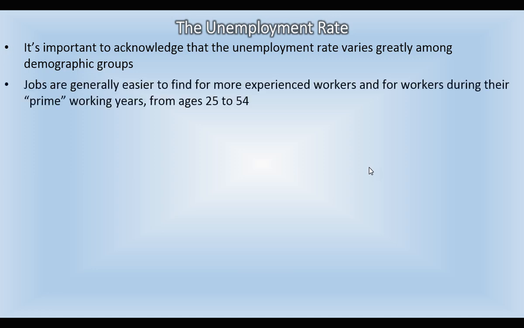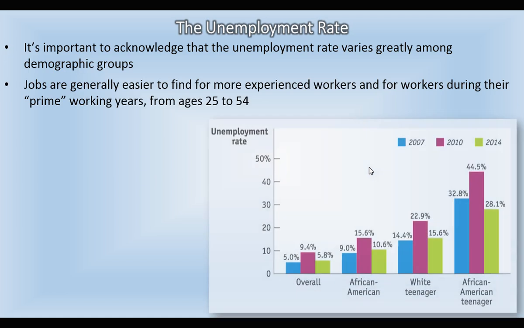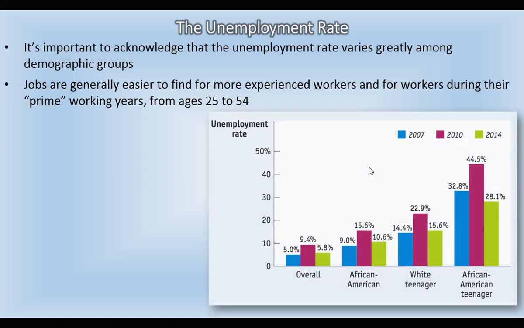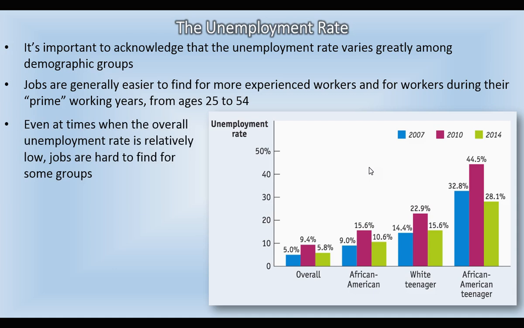So jobs are generally easier to find for more experienced workers, and for workers during their prime working years from ages 25 to 54. So here we have the unemployment rate in 2007, which is blue, 2010, which is red, 2014, which is yellow, for the overall U.S. population, for the African American population, for a white teenager, and for an African American teenager. And so we see dramatic differences here, obviously, if we zero in on specific groups. Again, age plays a big role, and obviously race can also play a big role. So even at times when the overall unemployment rate is relatively low, jobs are hard to find for some groups.